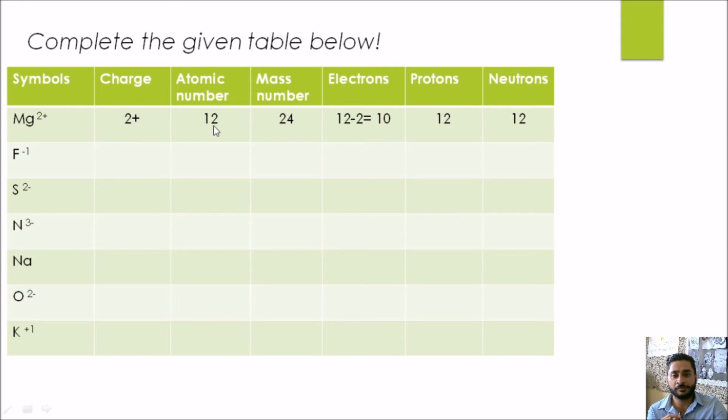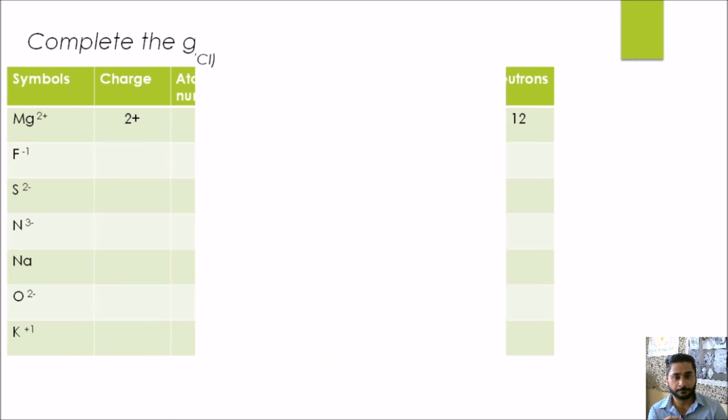For finding out the electrons, we take 12, which is the atomic number, and we have a 2 plus charge. That means we have to subtract 2 electrons, because an atom gains a positive charge once it loses electrons. So we are going to subtract 2 from 12. We are going to have 10 electrons in Mg2+. The proton number is the same as the atomic number, so 12. For neutrons, we take 24 and subtract 12 from it. We have 12 neutrons in Mg. So this is how we have to solve this whole table. You have to do this in your exercise books and complete it.